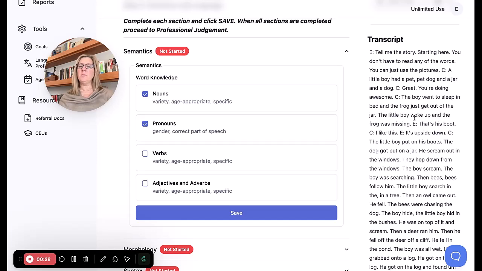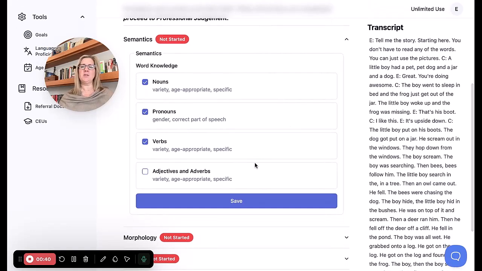And then verbs, we have a number of verbs that she's using. He went to sleep, get out, woke up. So yes, we're using verbs. Now, what about adjectives and adverbs? The little boy, there's an adjective. Put on his boots.